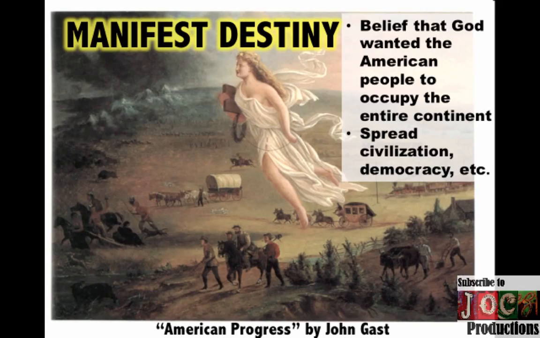The continent was always meant for us. It's this belief that God wanted the American people to occupy the entire continent. And the idea of manifest destiny, where we're going to spread civilization, democracy, and all these American ideals, gets coined in 1845 by a guy by the name of John O'Sullivan.